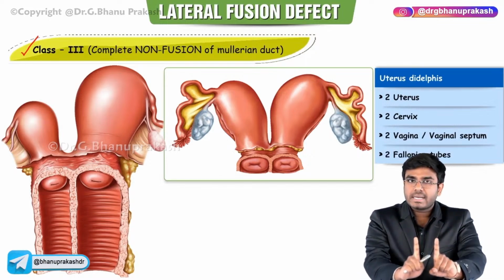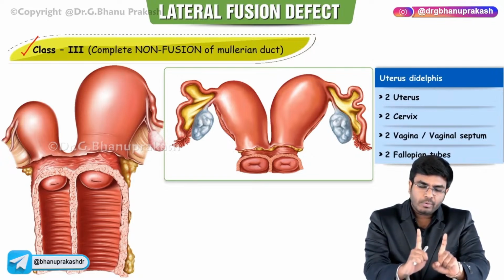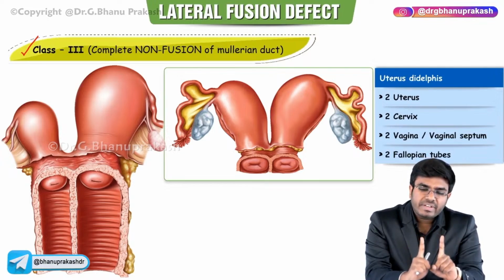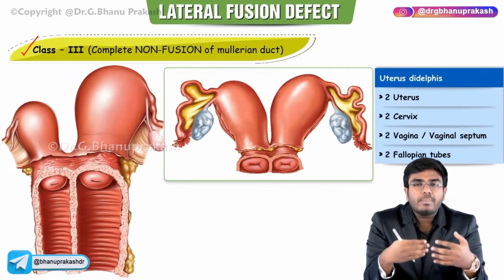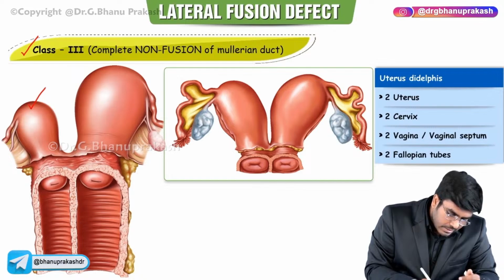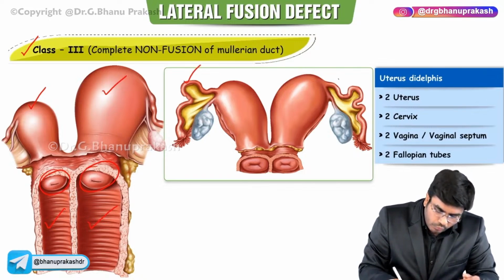See, both the Mullerian ducts are there, there is no doubt. This Mullerian duct is going to form one uterus, one cervix, one upper vagina and one fallopian tube. And this Mullerian duct is going to form one uterus, one cervix, one vagina and one fallopian tube. Both are there, but they are not fusing. If they are not fusing, all the structures will be double in number. So that you can clearly see there are two uteri, two cervices and two vaginas. But there will be only two fallopian tubes.